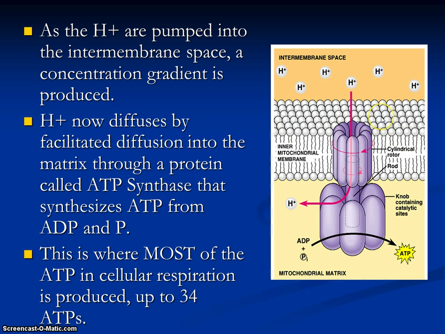This last part of the electron transport chain, where you get this ATP synthase protein, is going to harvest the large amounts of energy from all of those electrons. This is where most of the ATP in cell respiration is going to be produced. One process of cell respiration is going to produce about 38 molecules of ATP total. This last part of the electron transport chain is going to produce 34. So this is where most of the ATP will be produced in one cell respiration process.